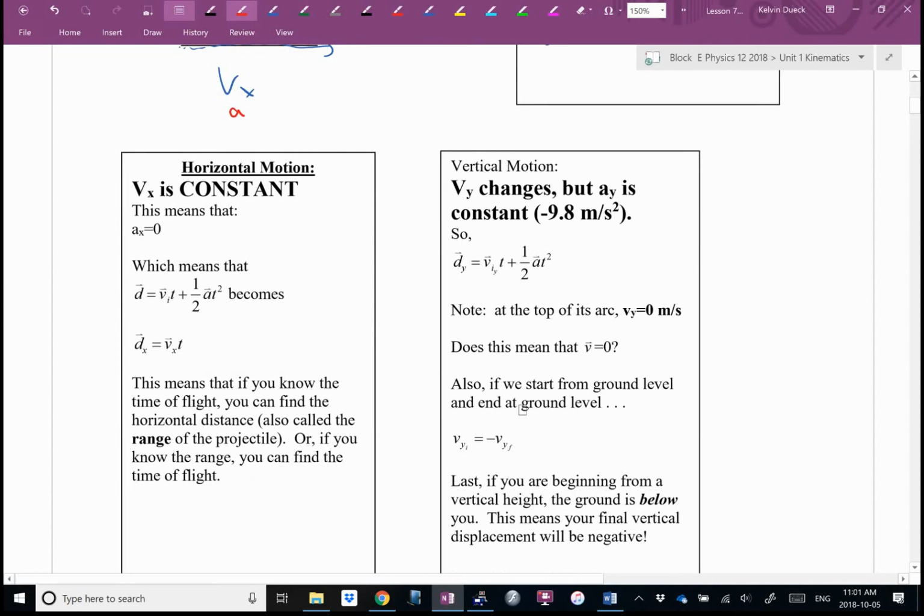Things that are true for every projectile. Vx is constant. That means that ax is 0. Or ax is 0. That means that Vx is constant. And that means that d equals vit plus a half at squared horizontally just becomes d equals Vx t. This means that if you know the time of flight, you can find the horizontal distance, also called the range. Or if you know the range, you can find the time of flight. The time of flight horizontally is really easy. It's dx over Vx.